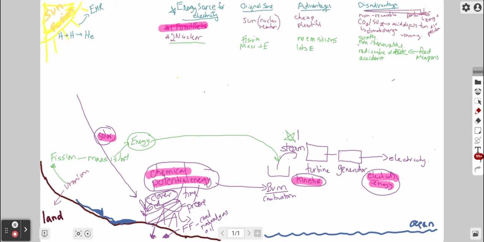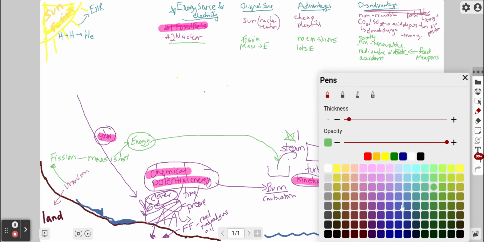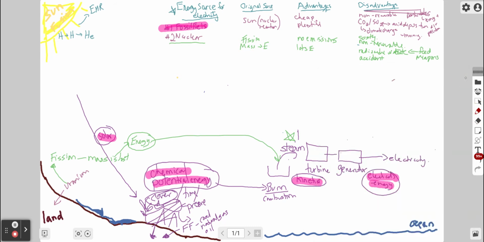Okay, let's find another color. We're on to hydro. Well, since it's hydro, let's do blue. Okay, so number 3 is hydro. How do we use water to create electricity? Alrighty, so the water cycle is driven by our sun. Our solar energy, here it is coming in. It is going to hit this water and cause the water to evaporate.